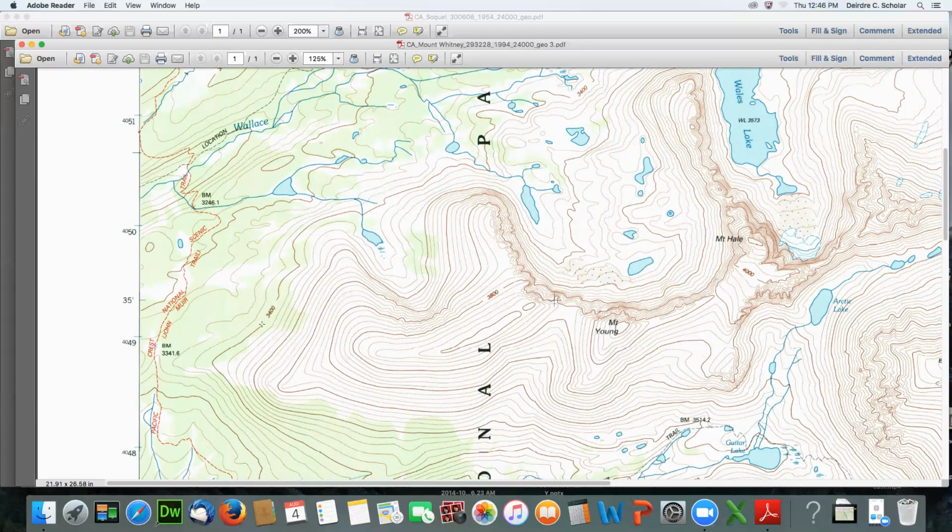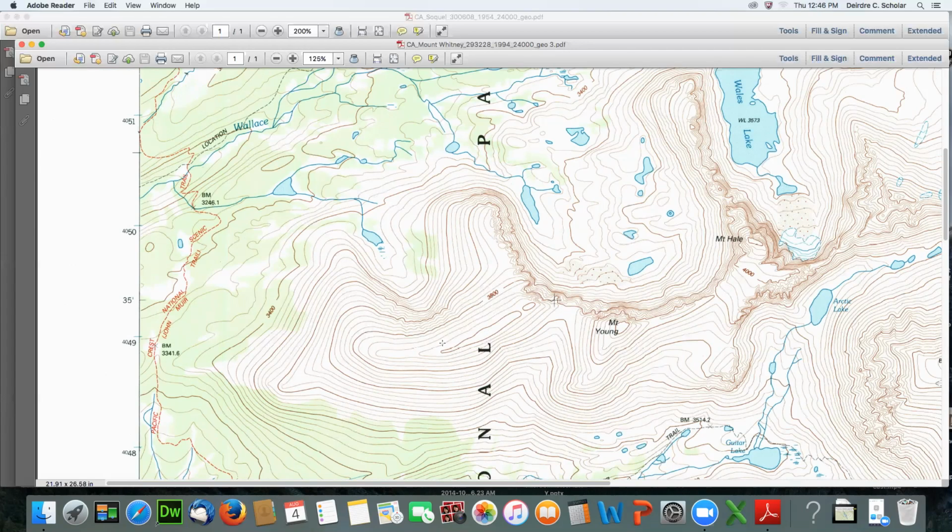So if I start out at 3,400 and I end up on the fourth line at 3,800, I'm going to guess 100. So if this is 3,400, this next one would be 3,500, the next one would be 3,600, the next one would be 3,700, and the next one should be 3,800. And if we follow that line around to where it's marked, it is indeed 3,800, which tells me that the index contour interval of the Mount Whitney quadrangle is 100 meters.